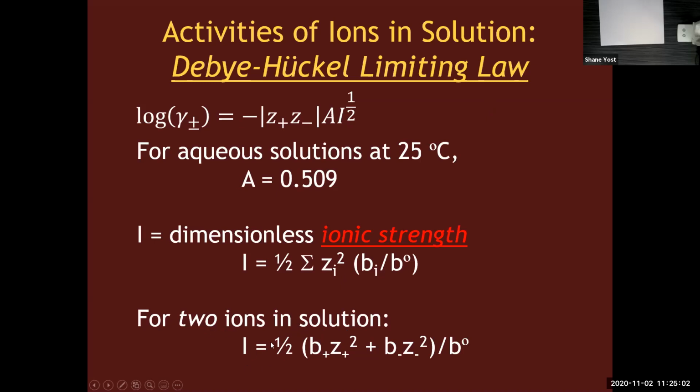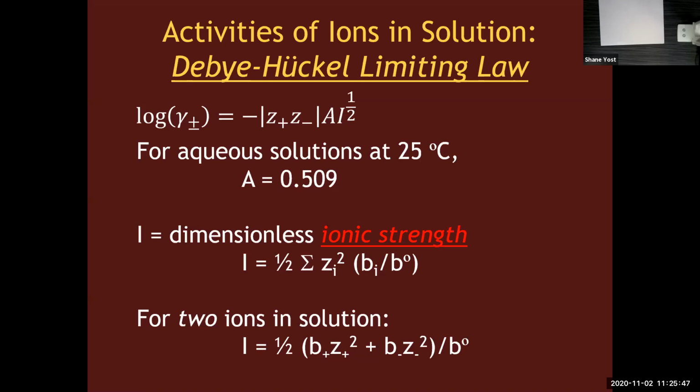For say 2 ions, the ionic strength would just be 1/2 times the concentration of the cation times its charge squared plus the concentration of the anion times its charge squared, divided by 1 molal, again just to get rid of the units. Now note, and we'll see this in an example later in class, the ionic strength for a solution is a quantity of the total solution, of all ions. You can have multiple cations and multiple anions in solution, and the ionic strength is a sum of all of those together.